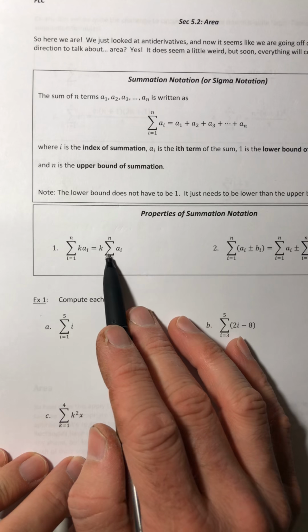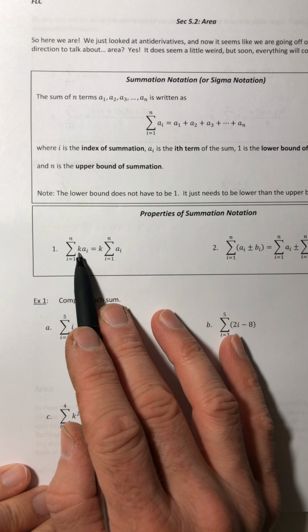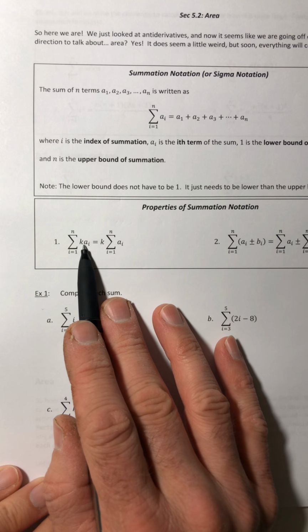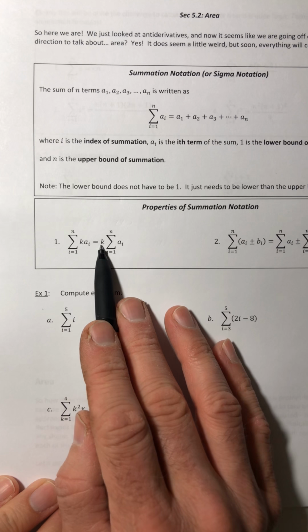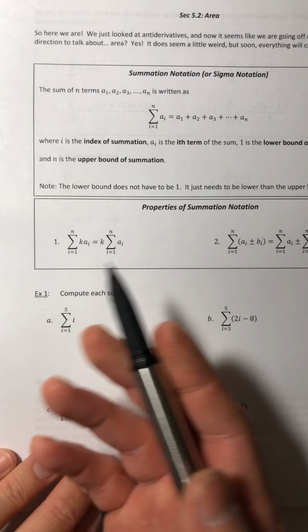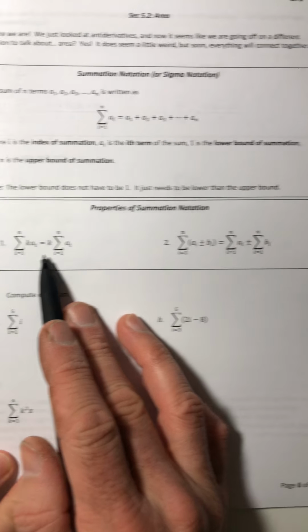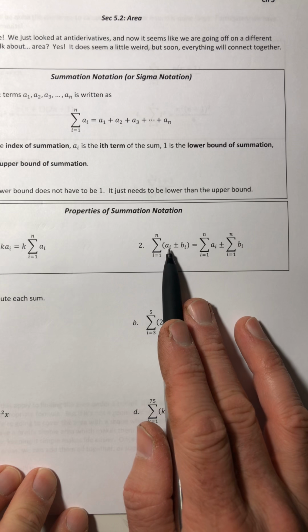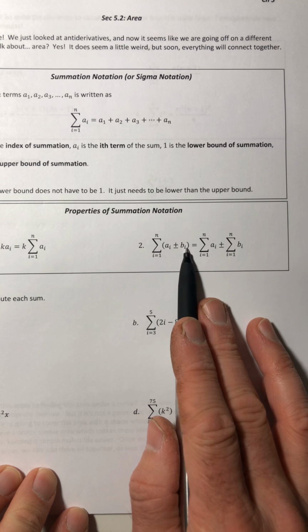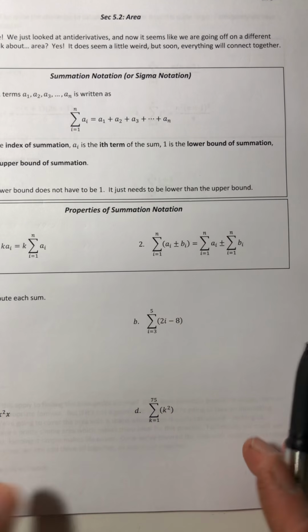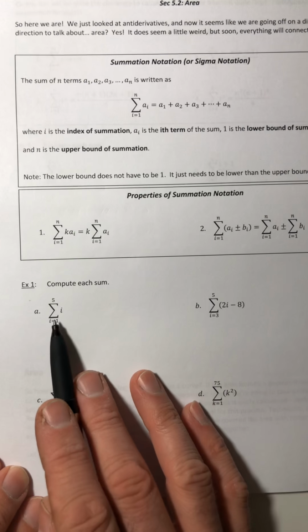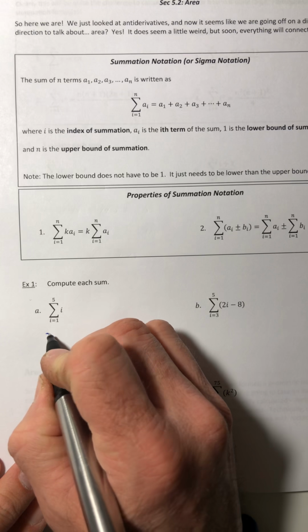Now, properties of these things. If you look inside the sum, and there's a constant times your function, you can pull the constant out, just like you could do with derivatives. And if you've got more than one term, then you can sum up each individual term. Okay, so let's go ahead and look at a few, just calculate them.